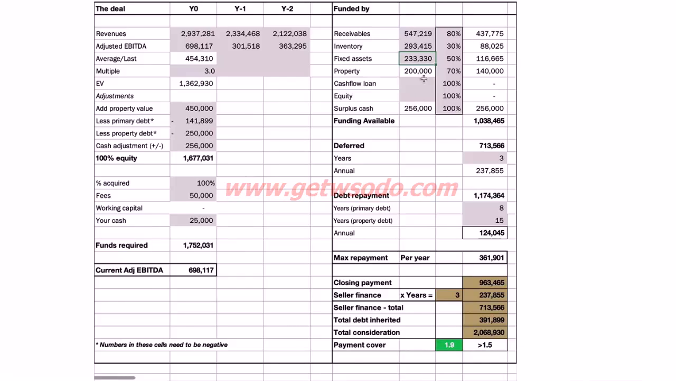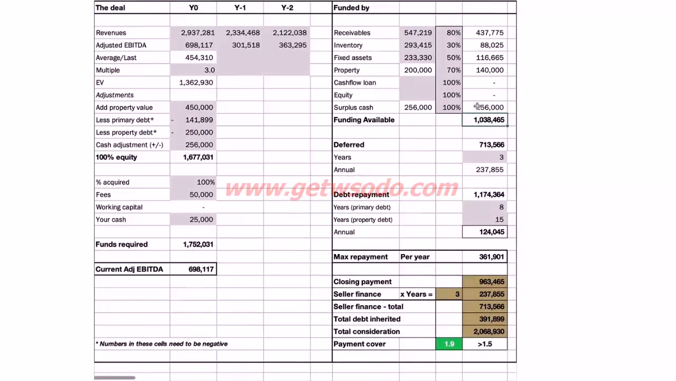Next is property. Now, I know as well that there's a mortgage on the building, and that's what the property's worth, $450,000, with a $250,000 loan already secured against it. So I'm only going to allow $200,000 as the equity in the property. And as you can see, this is calculated automatically because we've input both the property value and the debt numbers in column C on the left-hand side of the model. So I'm going to take 70% on the property, which will get me $140,000.